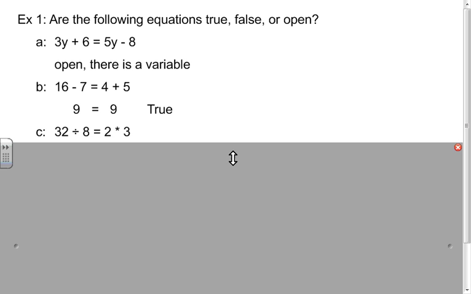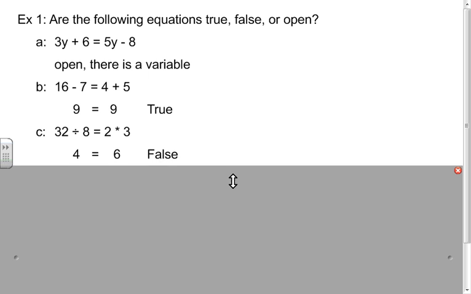Letter C, if we do the math on the left, 32 divided by 8, that gives me 4. 2 times 3 on the right gives me 6. 4 is not equal to 6, so that would be a false equation. So you've got one example of each right there. Variable means that it's open. If I get something like 9 equals 9, that's true. If I get something like 4 equals 6, that's false.